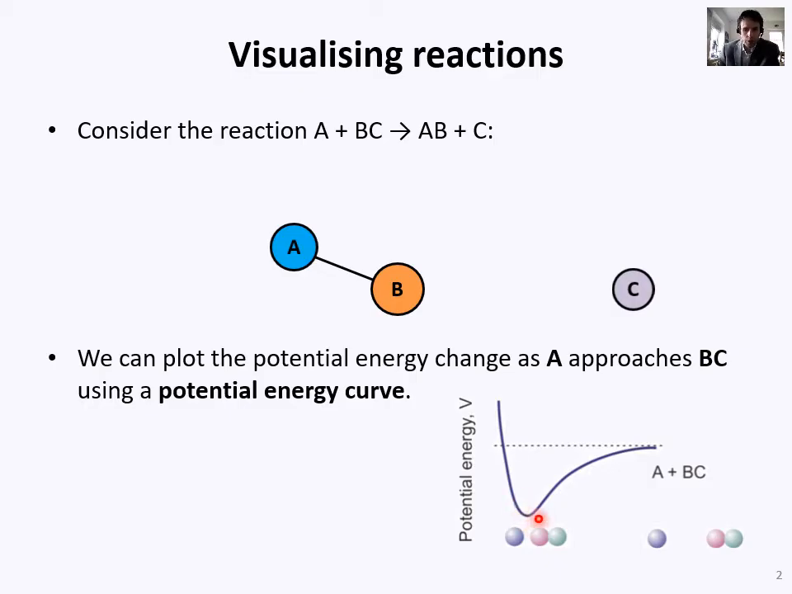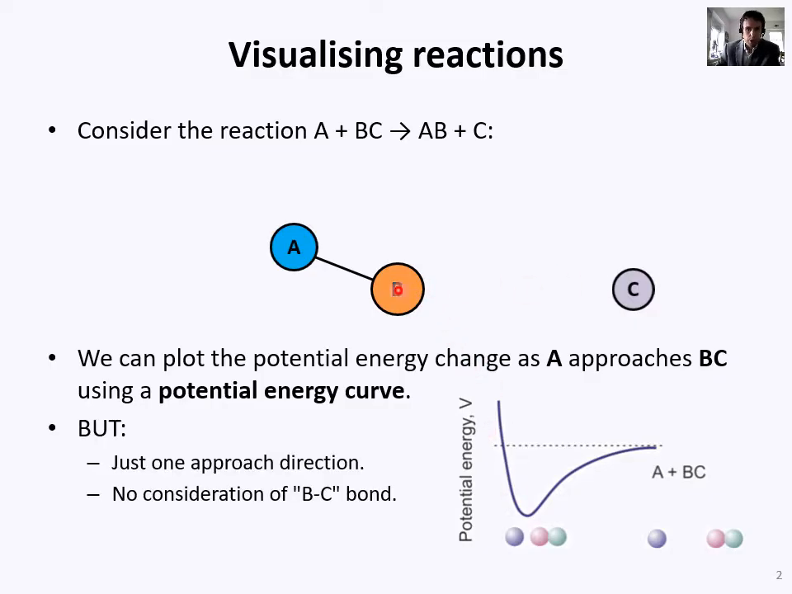And this would be the equilibrium bond distance. But what it doesn't do is say anything about the approach direction of A towards BC. For example, A could come from here and attack BC, or it could come from up here and attack BC. How is the potential energy curve going to change in that case? It probably will change, but a single curve can't tell us that, can it? Here we've got a curve plotted for the reaction as if it was coming from here. It's going to be different if it comes from here.